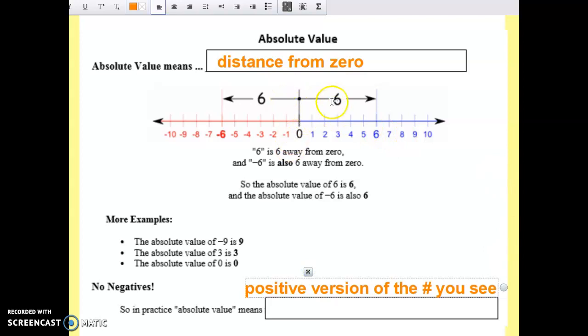So again, if I was looking at 6, this distance right here, my absolute value of 6 is 6. Over here, my absolute value of negative 6 is also 6. Whatever number you have, 6 or negative 6, the absolute value of that would be the positive version, which in both scenarios would be 6.